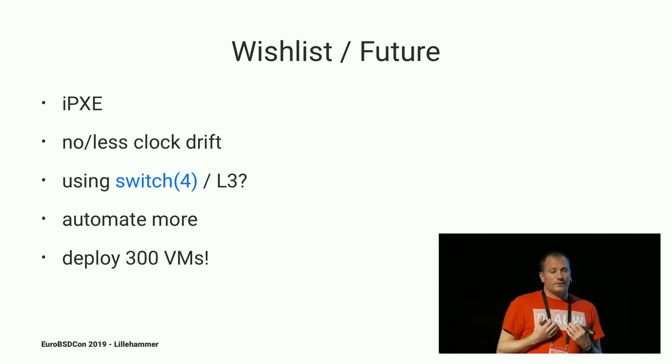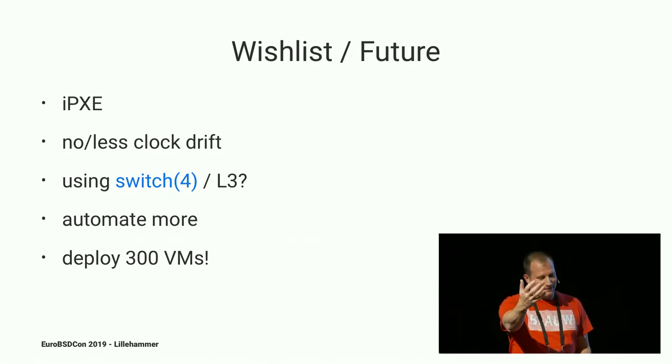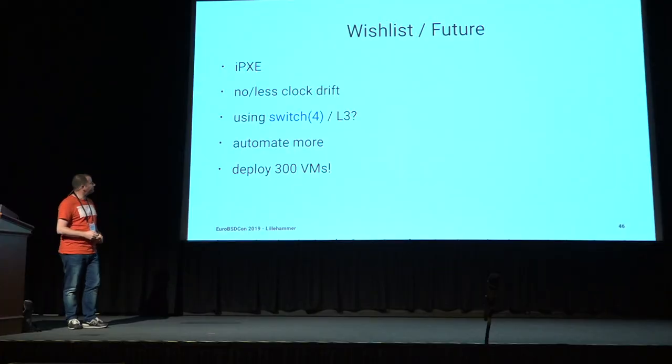One of the things that I would like to do is automate more. The whole flow of getting that email, putting it into a file, starting the VM, I would like to do that more automated so I can get that VM deployed a lot quicker. And I really want to hit that 300, just for my own fun, I would say.